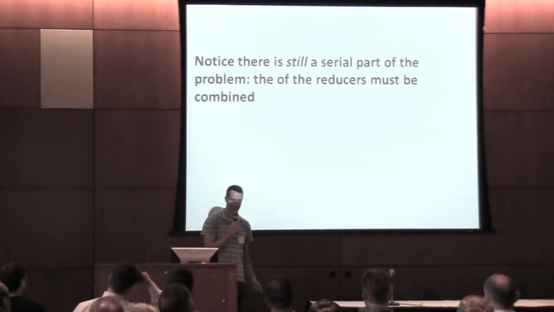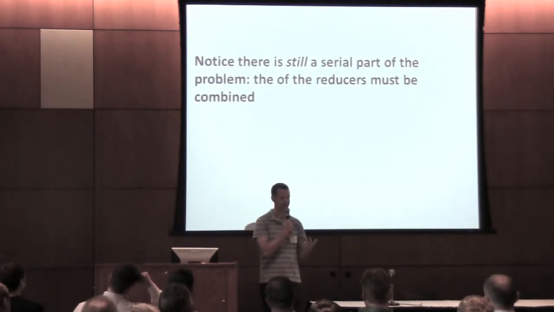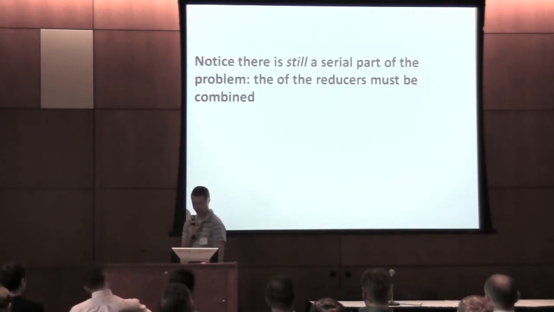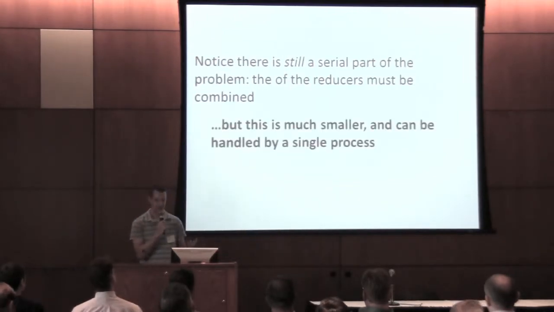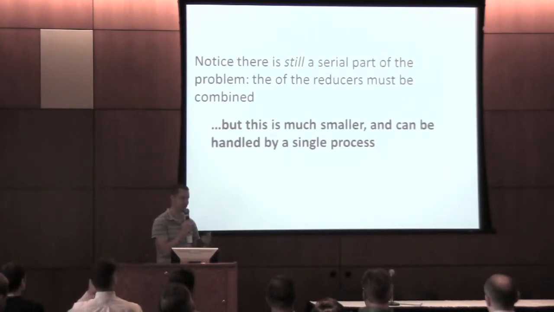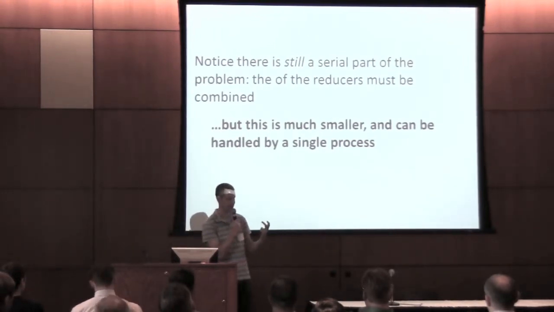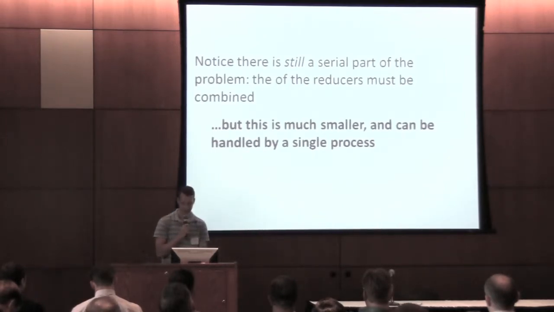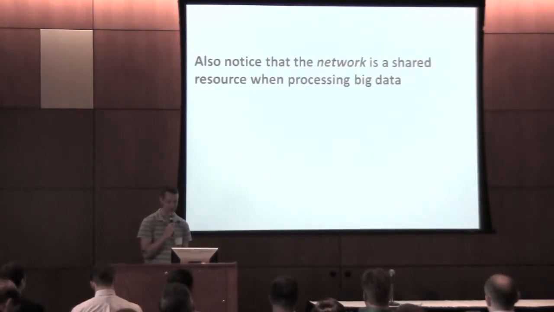Of course, there's still a serial part of this problem. The output of the map phase has to be combined in the reduce phase and added up to get our final answer. But this is a much smaller space. The count of the words in a book is much smaller than the size of each book. So as a result, this can be handled very easily.